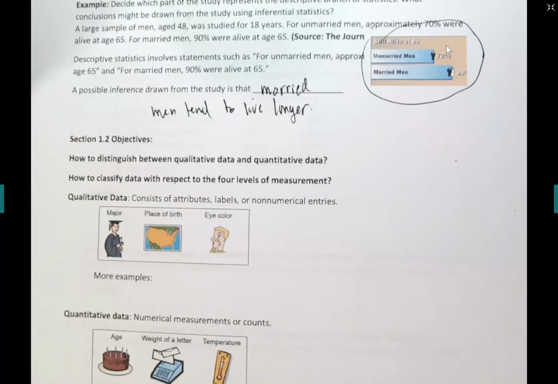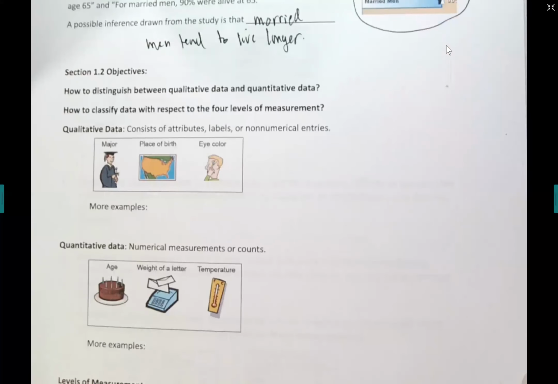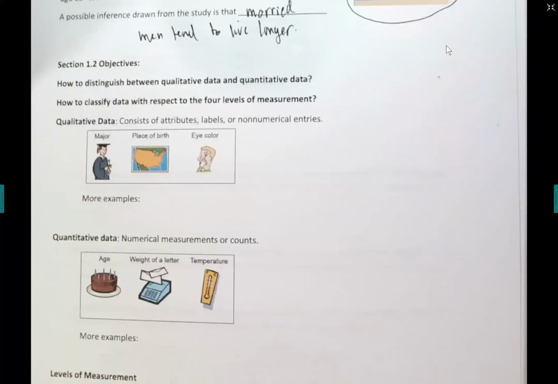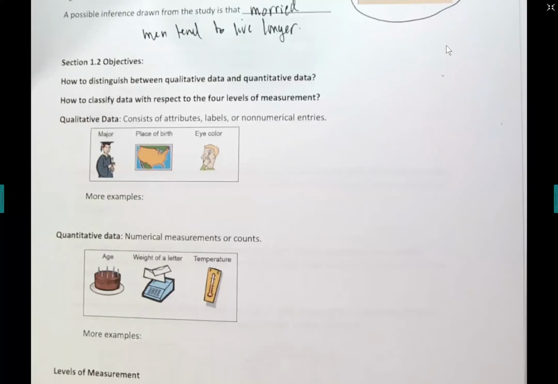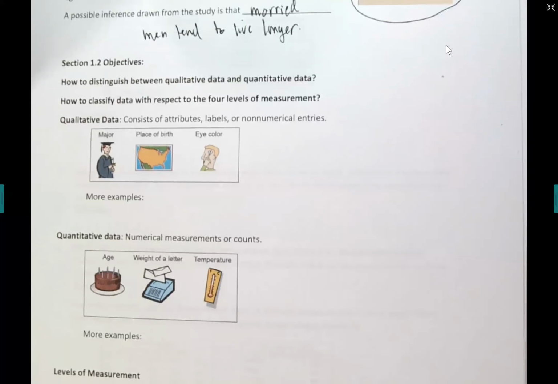That's an easy one, guys, very easy. Section 1.2, how to distinguish between qualitative data and quantitative data. Qualitative data, guys, consists of attributes, labels, non-numerical entries. So it's an attribute, it's a description. It doesn't have numbers in it. It doesn't have any numbers that you can crunch. So that's what's qualitative. Quantitative data, guys, means numerical measurements or counts. So actual values, actual numbers.